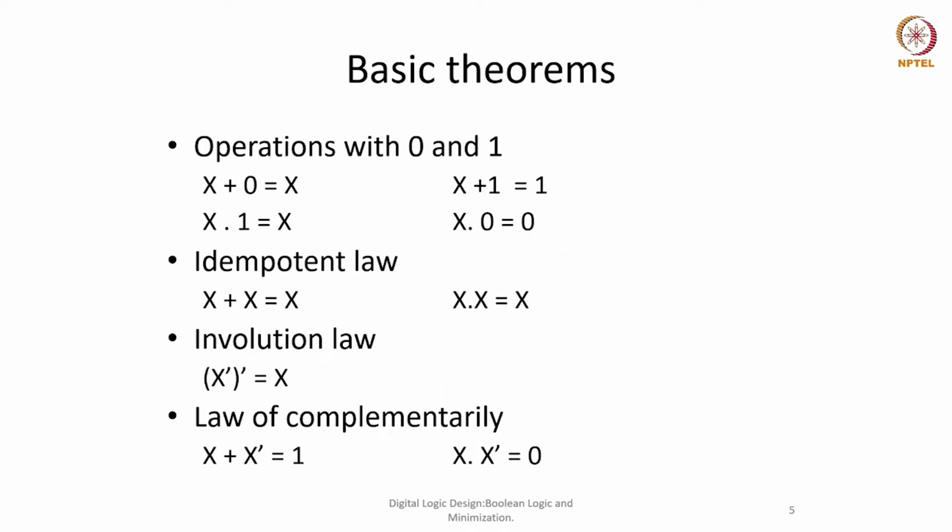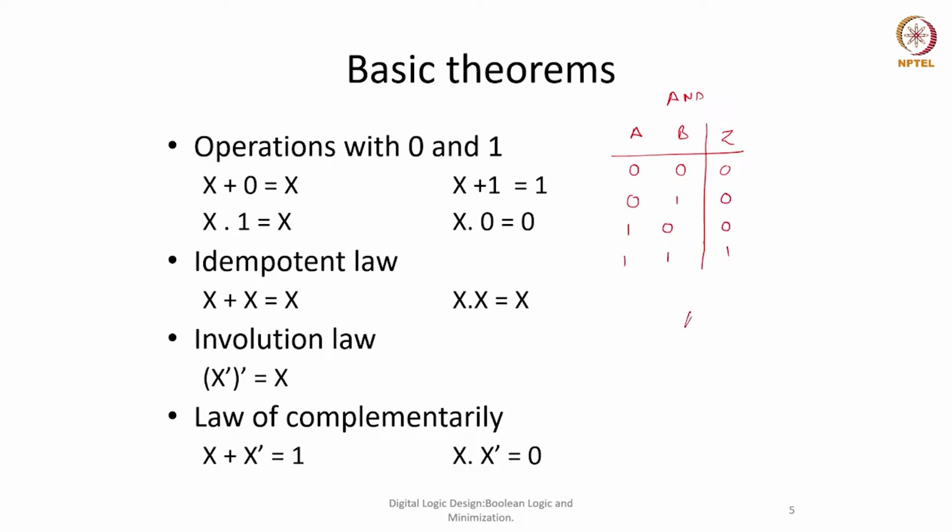So the basic theorems, or basic properties, of Boolean algebra are these four. One: if I want to do an operation with 0, then the OR operation. So I'll quickly write the truth table of AND and OR. This is the truth table of AND. I have A, B, and let us say the output is Z: 0 0 0, 0 1 0, 1 0 0, 1 1 1.